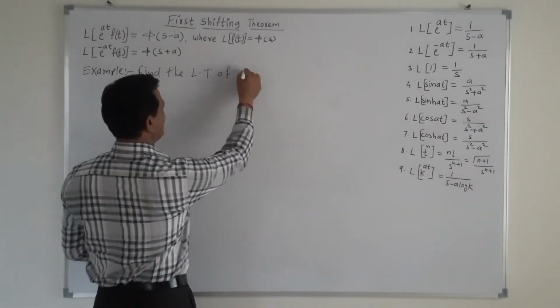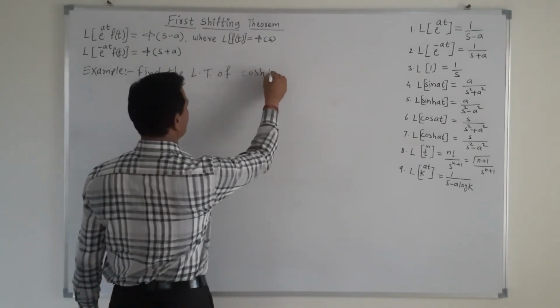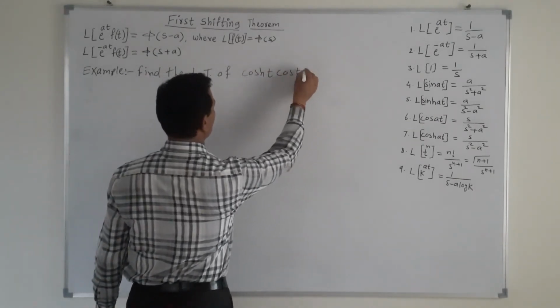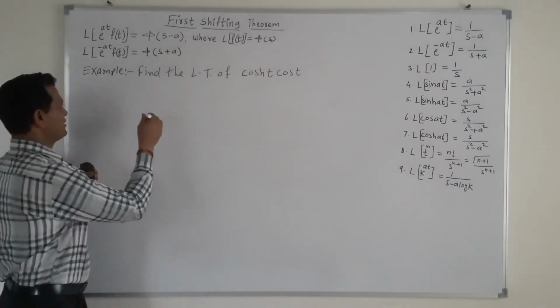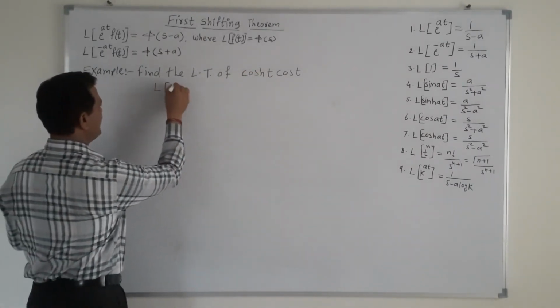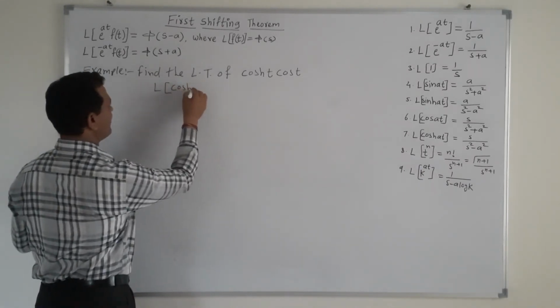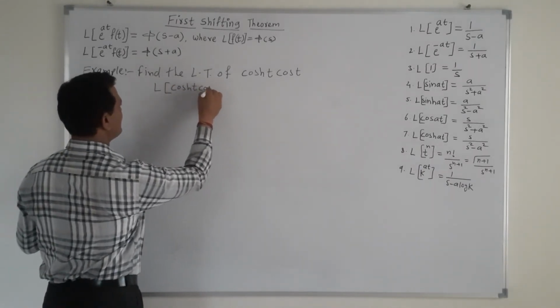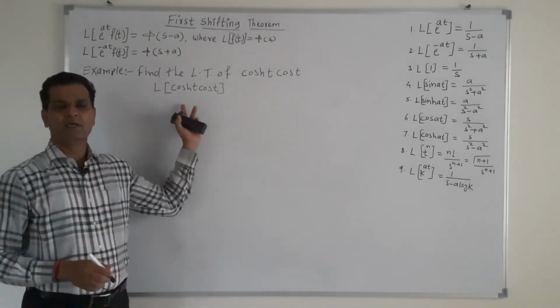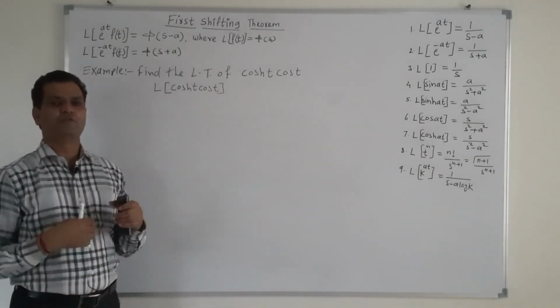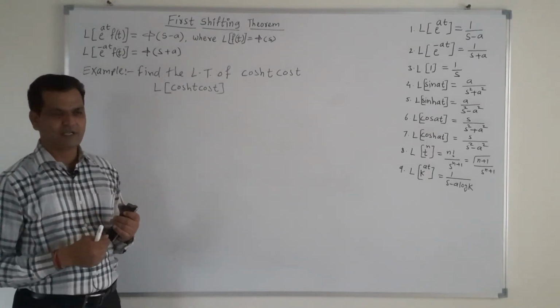Find the Laplace transformation of cosh t into cos t. Now this is one more example. So now take the Laplace transformation of cosh t into cos t. Observe that this equation is not in our standard form, so first convert this example into standard form.